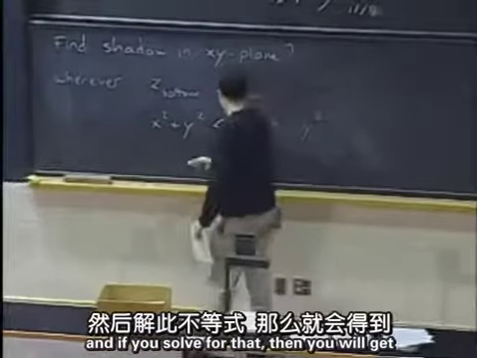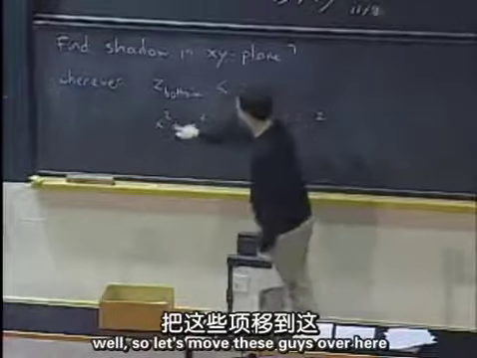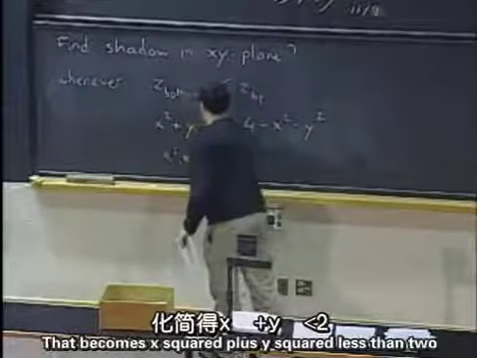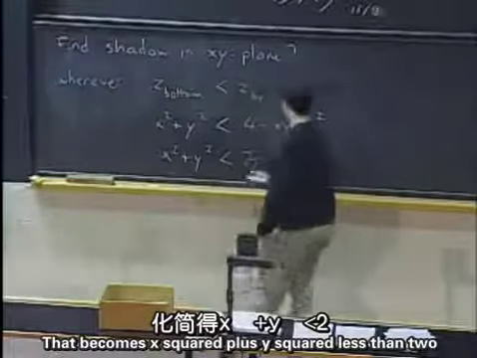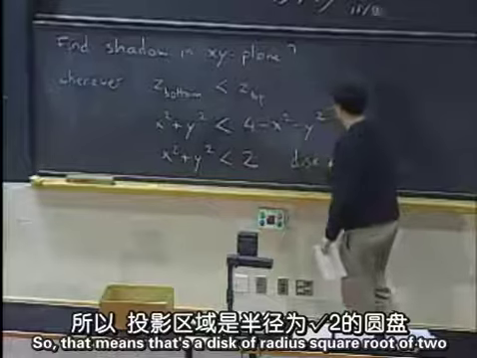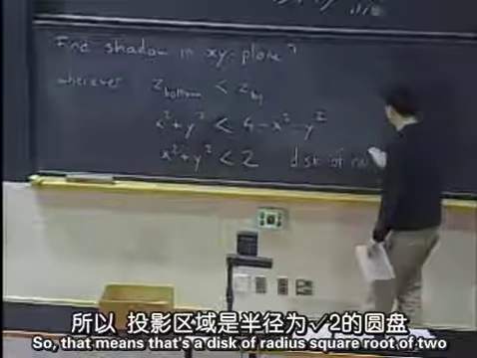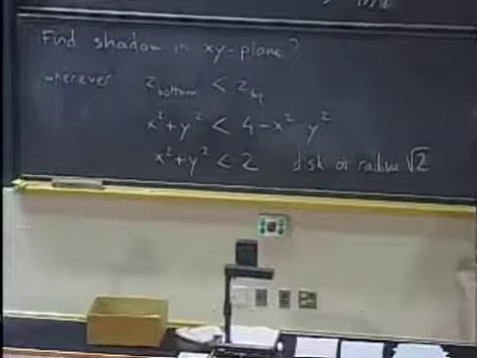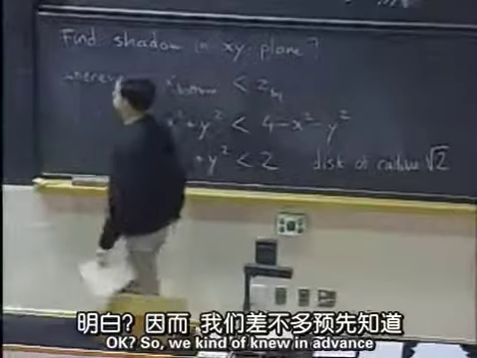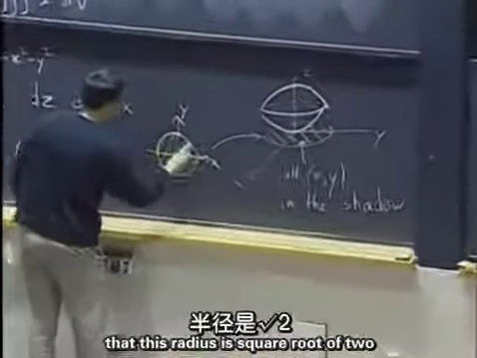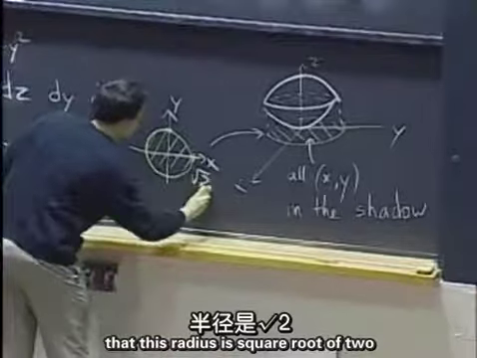If you solve for that, let's move these over here. You'll get 2x squared plus 2y squared less than 4. That becomes x squared plus y squared less than 2. So that means that's a disk of radius square root of 2. We kind of knew in advance it was going to be a disk, but what we've learned now is that this radius is square root of 2.